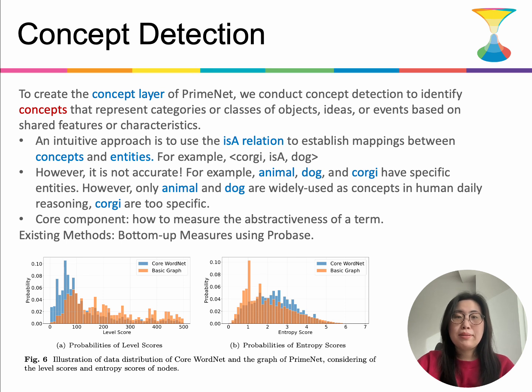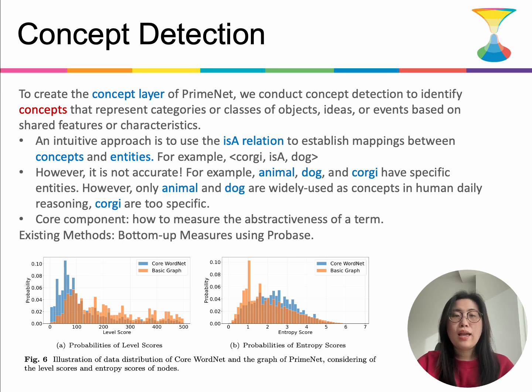Then, to build the concept layer of PrimeNet, we conduct concept detection to identify concepts that represent categories or classes of objects, ideas, or events based on shared features. An intuitive approach is to use the IsA relation to build mappings between concepts and their entities. For example, corgi is a dog. Dog can be used as a concept of corgi. However, it is not always accurate.